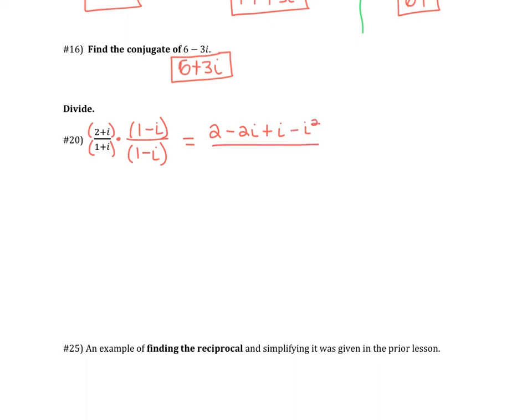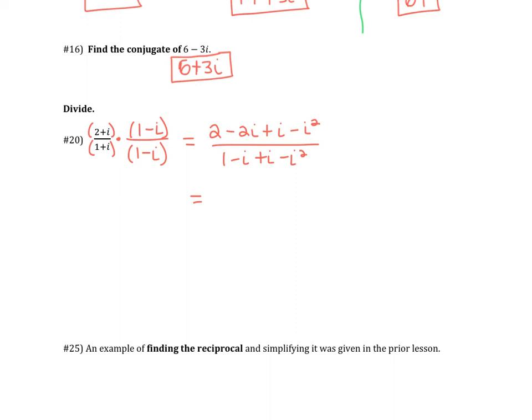And then in the denominator, we multiply our first terms, we'll get 1. Our outside terms, negative i. Our inside terms, plus i. And our last term is negative i squared. All right, now let's go through and keep simplifying and see what we get. Okay, so let's simplify both the numerator and denominator as much as we can.